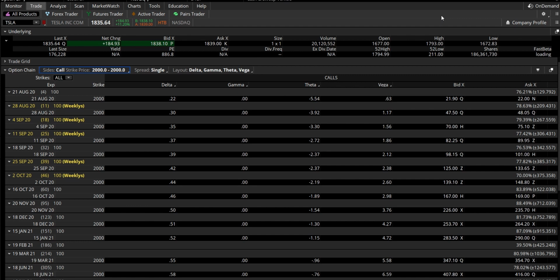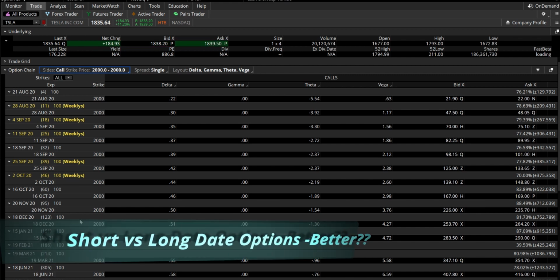So let me walk you through this. And there's obviously a lot more complexity around all of this stuff, but if I can just get you to grasp a simple concept of visualizing how the Greeks affect short-dated versus long-dated, that's all I want you to get out of this. Okay, I'm not going to talk about the formula.